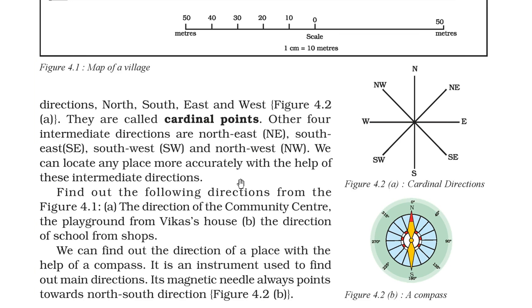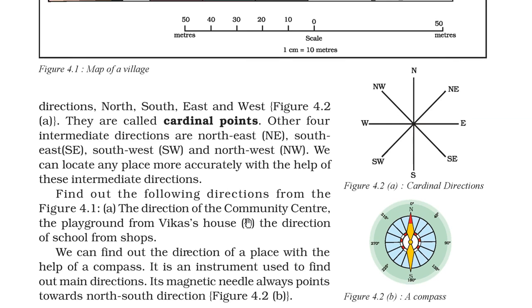There are four other intermediate directions, the four which I just told you. These are northeast, southeast, southwest and northwest. So we can locate any place more accurately with the help of these intermediate directions also. So we can find out the direction from the figure. This one I'll just show you: the direction of the community center and the playground from Vikas house, and the direction of school from shops.